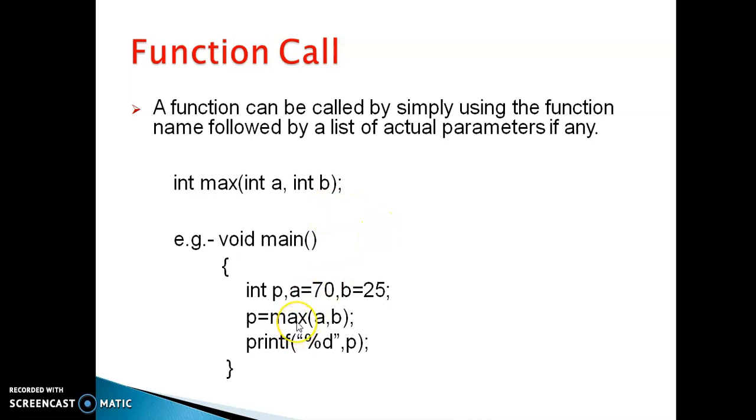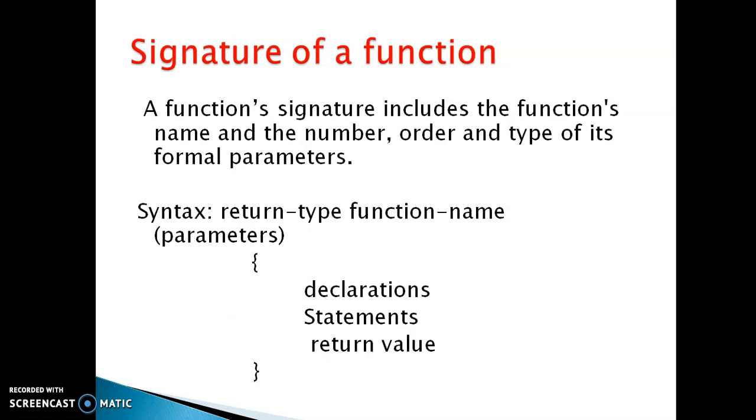We'll see an example, and that function will return the maximum value. For example, from 70 and 25, the maximum value is 70. Max returns the value 70, that is stored in B, and we are displaying the value. In this way, the function call is executed.